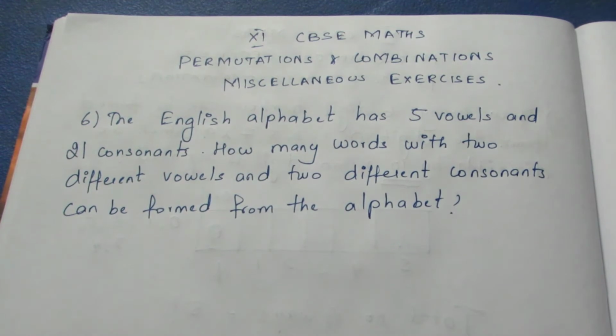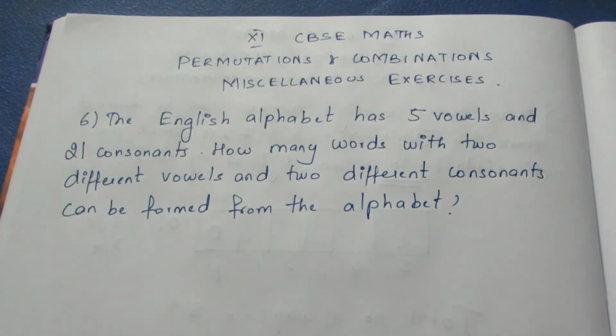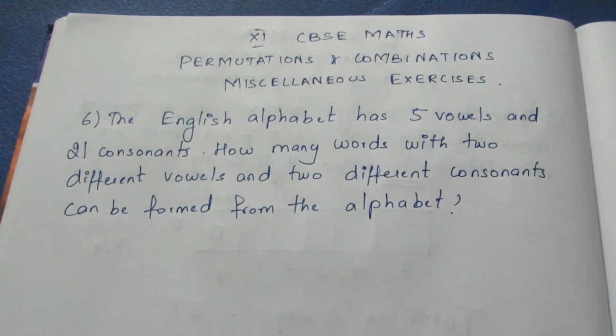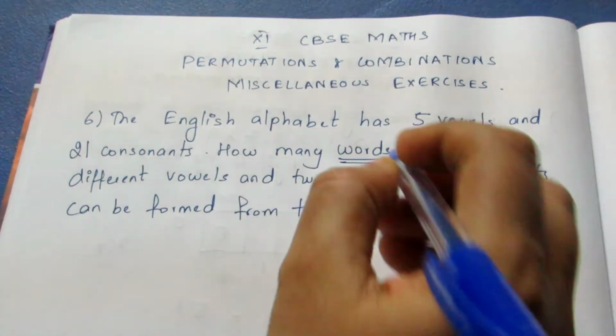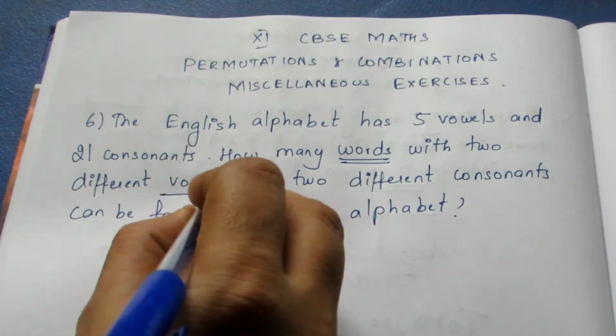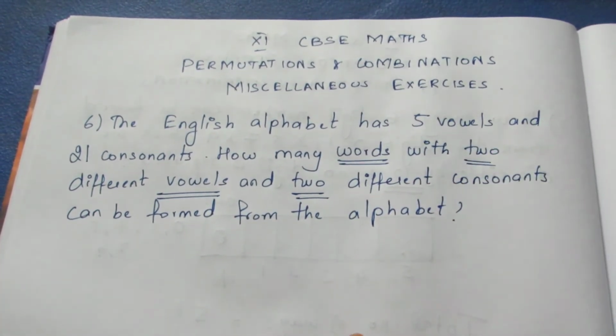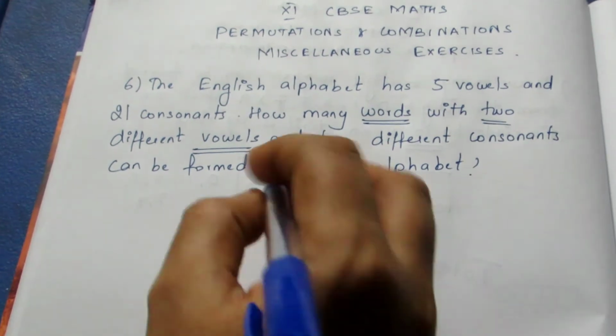The English alphabet has 5 vowels and 21 consonants. How many words with 2 different vowels and 2 different consonants can be formed from the alphabets? So how many words are we going to find with 2 different vowels and 2 different consonants? Only 2 different vowels and 2 different consonants.